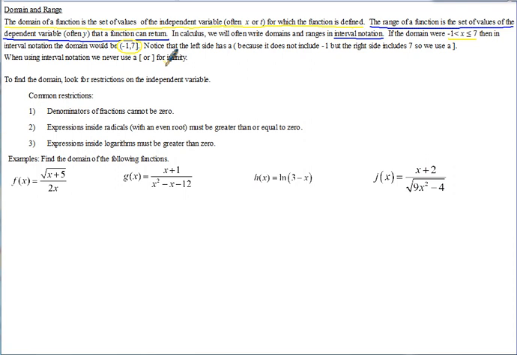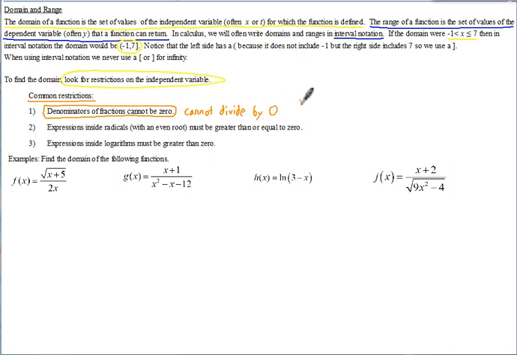All right, so to figure out the domain, which is all the possible x values, you look for restrictions on the independent variable, which is often x, or it could be t or whatever your independent variable is. So the 3 common restrictions you want to be familiar with and look out for are, right here: denominators of fractions cannot be 0, because you cannot divide by 0.